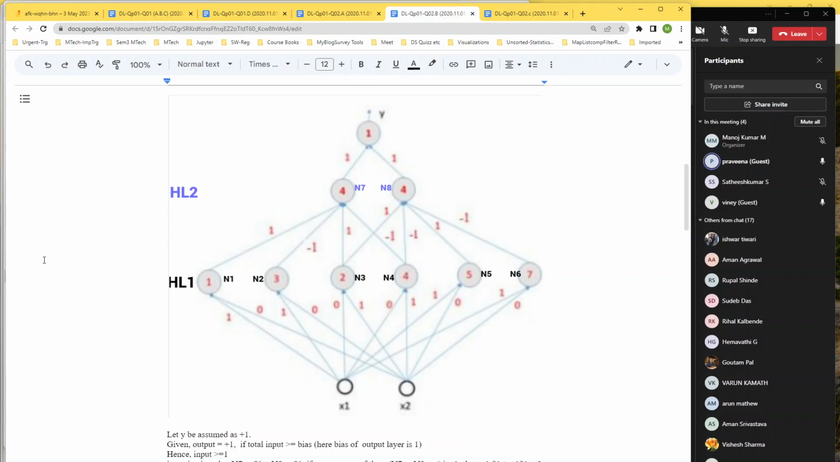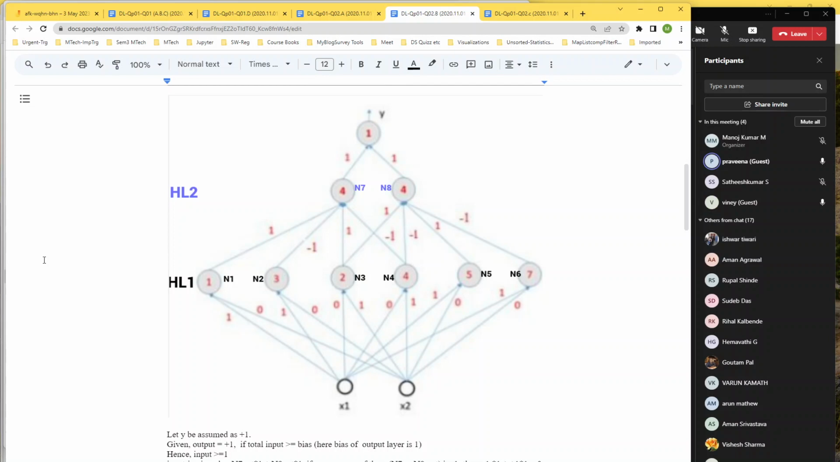Only then will the output of this particular thing, from n7 to y, be 1, because 1 into 1 is 1 and 1 into 1 will be 1. So total is 2. If this n7 was 1 and n8 is -1 or vice versa, this would have become 0, which means the bias is less than 1 and therefore it will not be +1. So based on the assumption that y is 1, we assume that n7 and n8 are both 1.